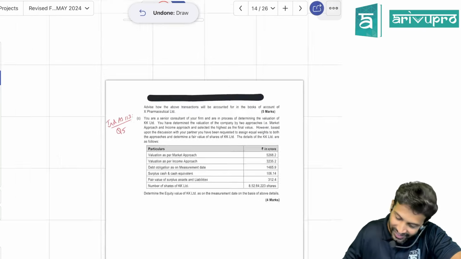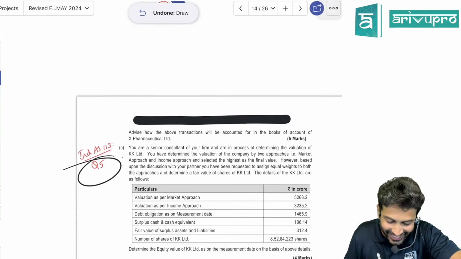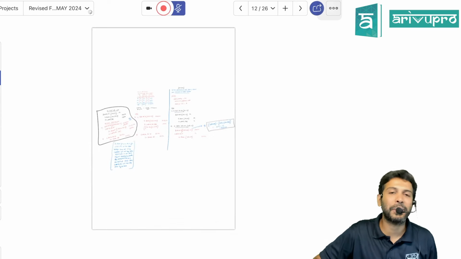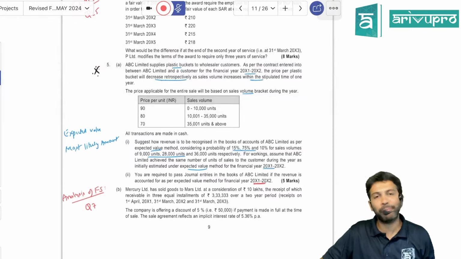Same or similar. 6C is also India is 113 ka question number 5. That means there is only one more question we have in this particular MTP. All sorts of new questions would be done for.